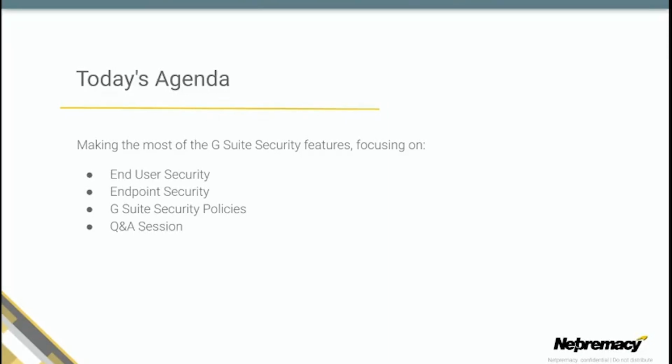So we're wanting to give you some information around the security features that are available to you with G Suite. We'll touch on the end user to begin with, looking at two-factor verification, app access control, and things like that. We'll move on to endpoint security, so managing the device with MDM and Chrome browser. And then we'll jump on to G Suite security features, looking at data loss prevention, DLP, context-aware access, and then we'll jump into some Q&A at the end.